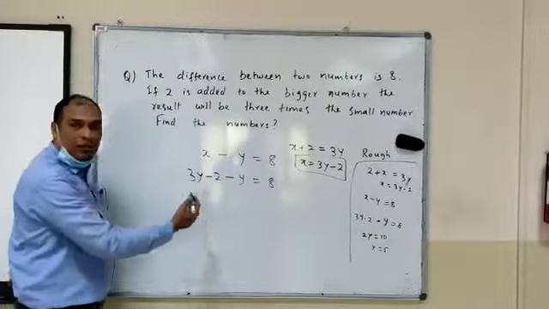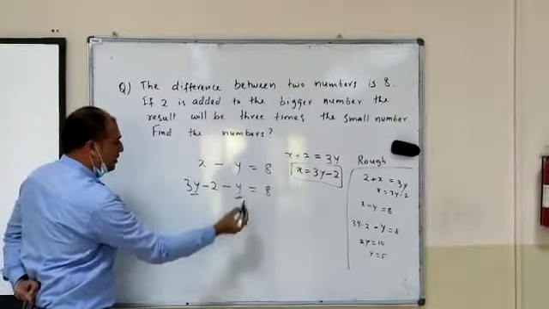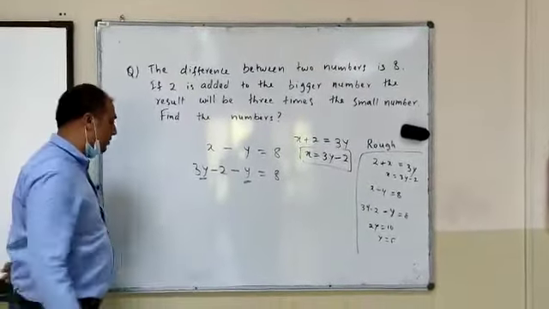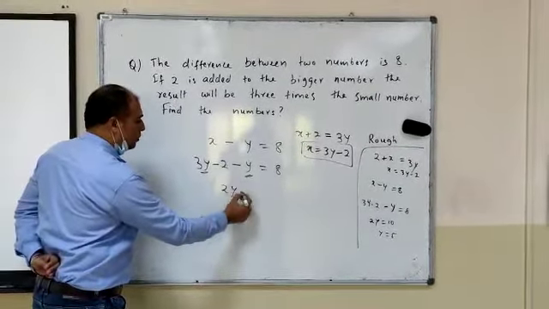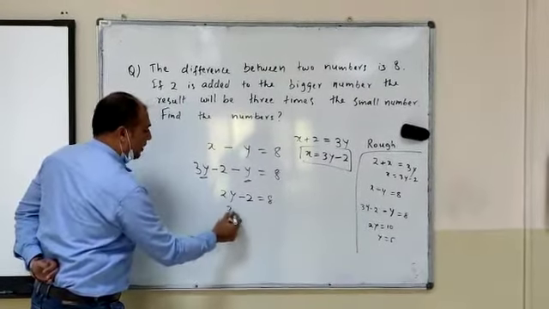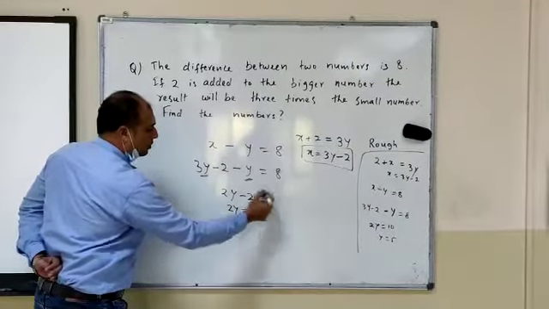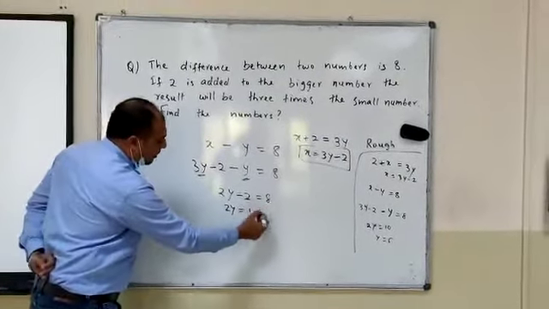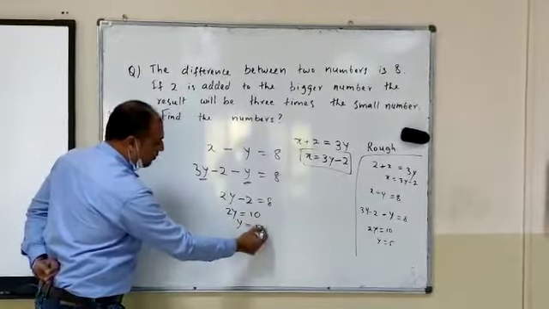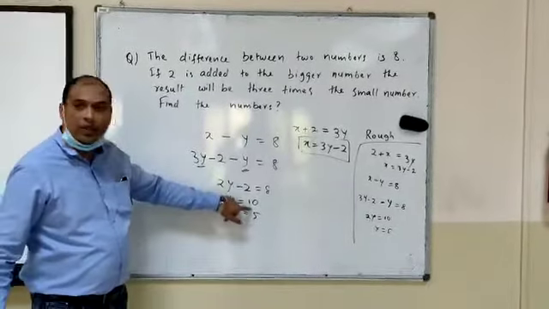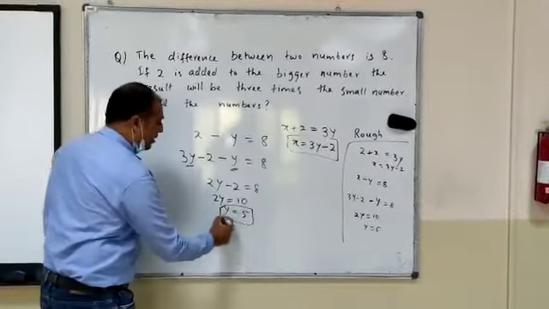Now let us do it. Now simplify this one. 3y minus y, how much? 2y. So 2y minus 2 equals 8. 2y equals, this minus 2 will go there, so automatically minus 2 will become plus 2. Then 8 plus 2 is 10. y equals 5. So this 2 will be going down. 10 divided by 2 is 5. So now I got this value.